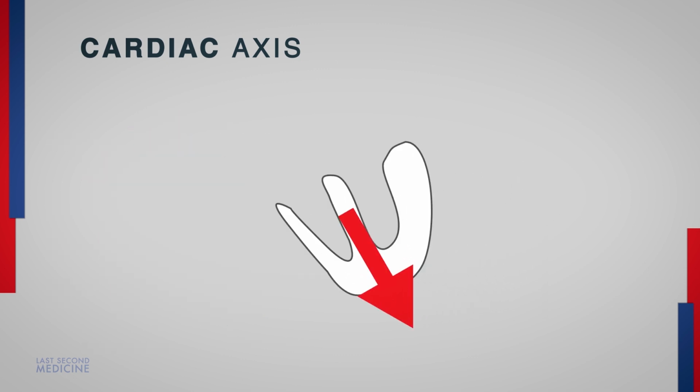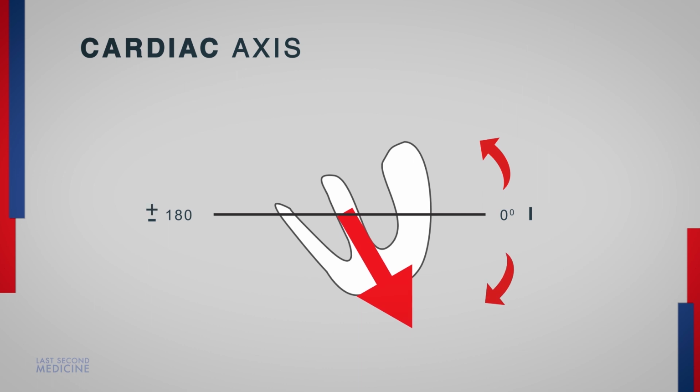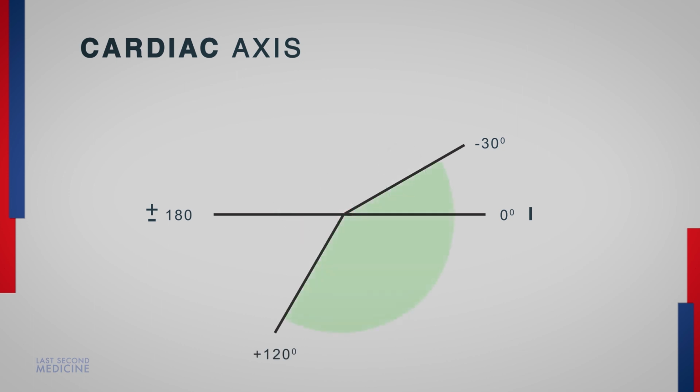Cardiac axis is measured in degrees of angle from a reference line, which is the same as the reference line of lead 1. This line is 0 degrees. Anti-clockwise it is negative up to minus 180 degrees and clockwise it is positive up to positive 180 degrees. Normal axis is conventionally defined as the general direction of current flow from anywhere between minus 30 degrees to plus 120 degrees. Beyond minus 30 degrees is left axis deviation and beyond plus 120 degrees it is right axis deviation.